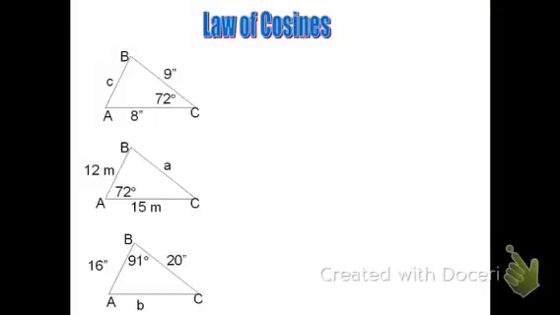In this video, we'll review the law of cosines. The law of cosines is a very powerful tool to help me find missing angles or sides in any triangle. It does not have to be a right triangle. This will work for any triangle. So the law of cosines goes like this.